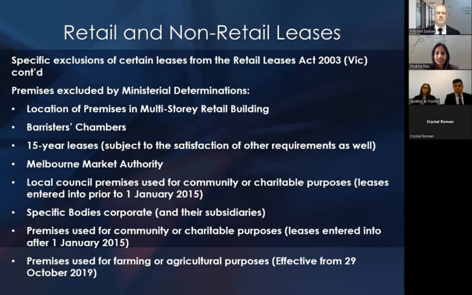So market land as well, as defined under the Melbourne Market Authority Act, excuse me, 1977 is also specifically excluded. Local council premises that are used for community or charitable purposes are excluded. So there's two determinations that relate to similar types of premises. One applied to the period prior to 1 January 2015, and one applied after. So the one that was after, the rent for these premises needs to be $10,000 per annum or less, and the use is for community or charitable type of purposes.